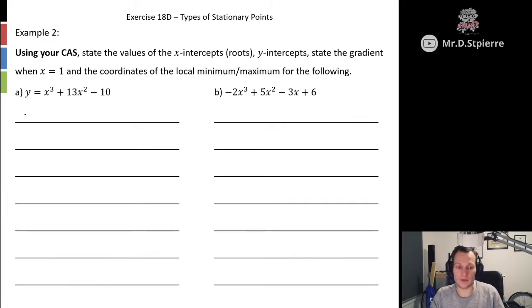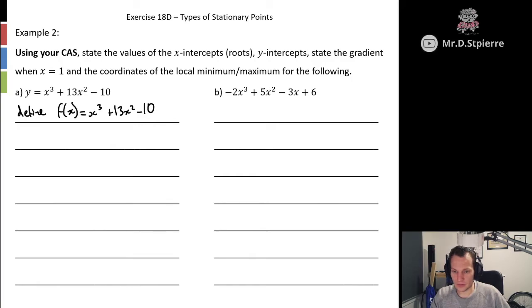So first off, like I always say, because we're going to be doing lots of things with this function, let's define it. So we're going to define f of x is equal to x cubed plus 13x squared minus 10. So let's jump over to our CAS and start with that.